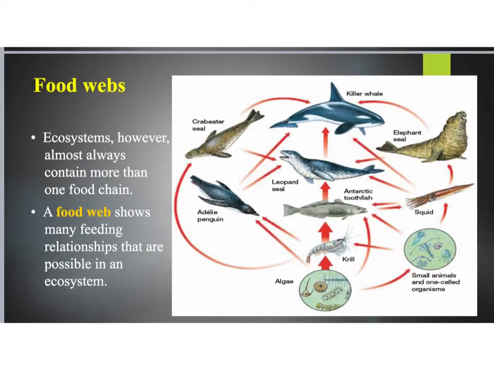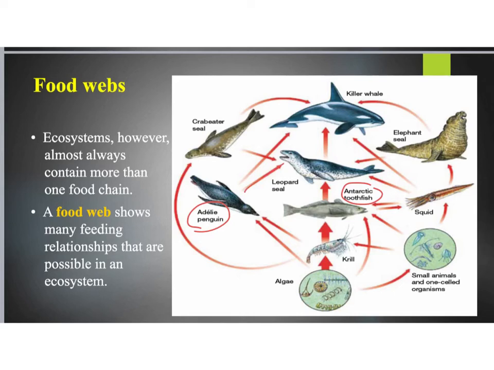A food web is a little more complex. Ecosystems always have more food than just one food chain. A food web shows many feeding relationships that are possible in an ecosystem. So this takes the food chain we saw earlier and jazzes it up a little bit. Instead of just having this simple food chain, of course, krill are eaten by other animals too. They don't just have one consumer. Krill are also eaten by the penguin. But then the penguin is food for the seal, not just the toothfish.